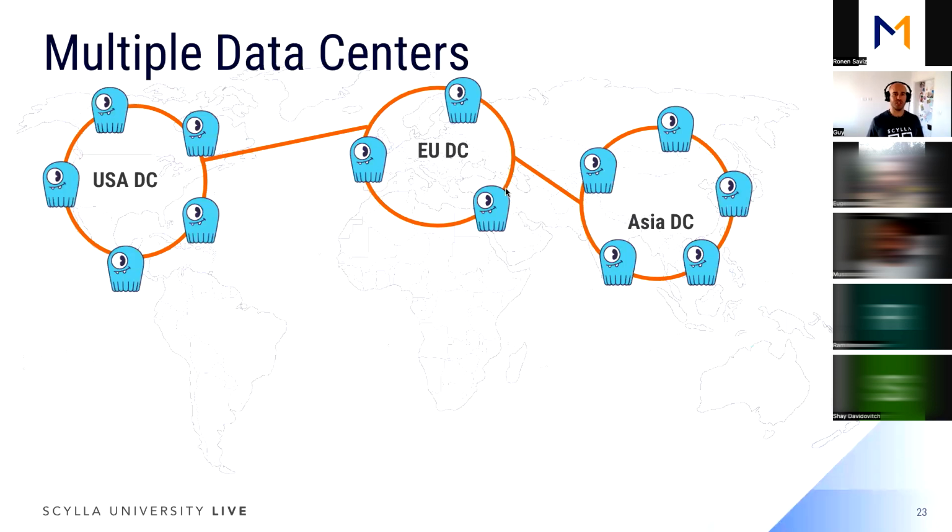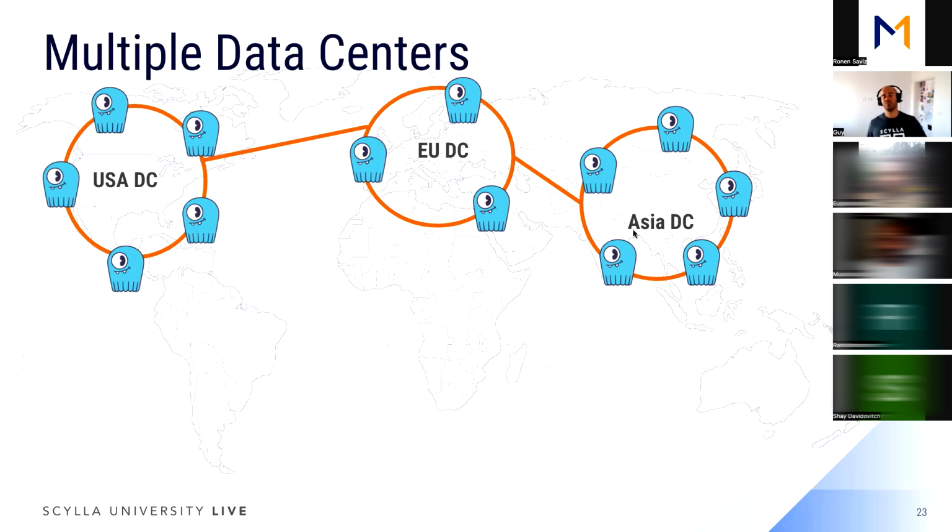Okay. Let's talk about multiple data centers. So I mentioned we can have a cluster of many nodes, even hundreds, running in different locations around the world. And let's look at an example. Say we have users from around the world, and we can create a cluster which has nodes on data centers in 3 different geographical locations: the US, EU, and somewhere in Asia. Okay.